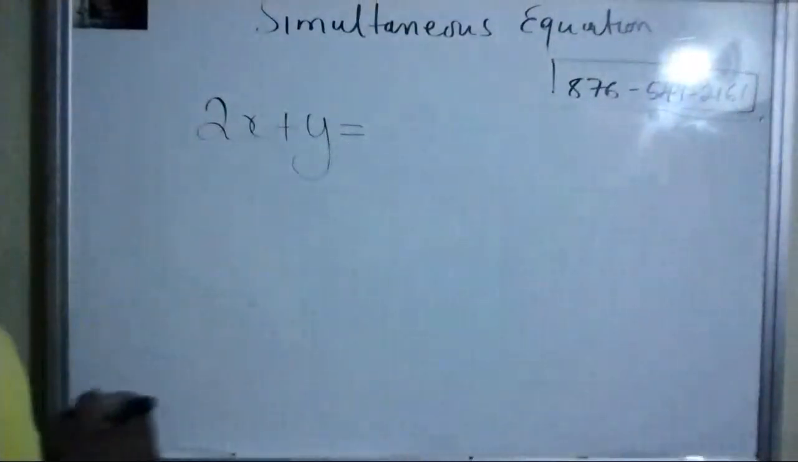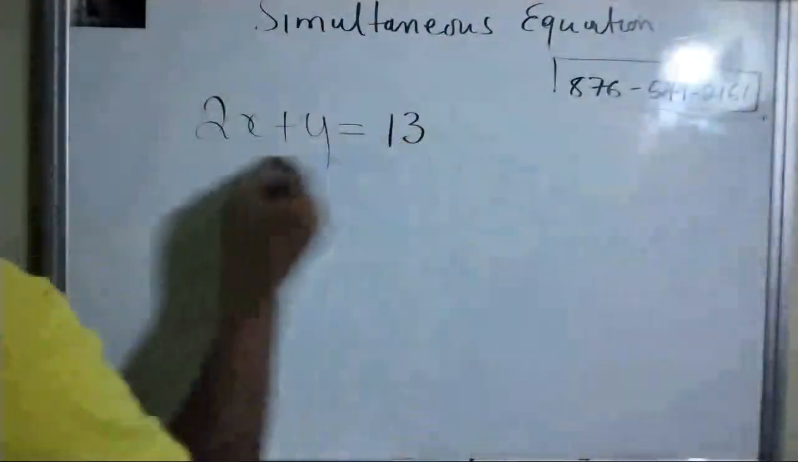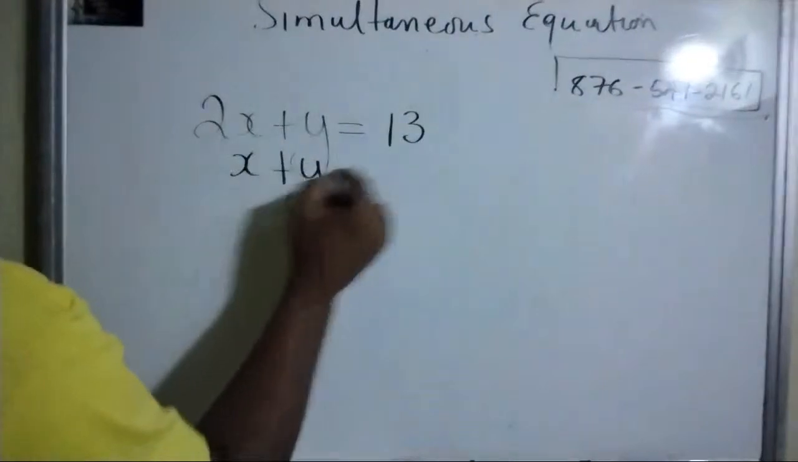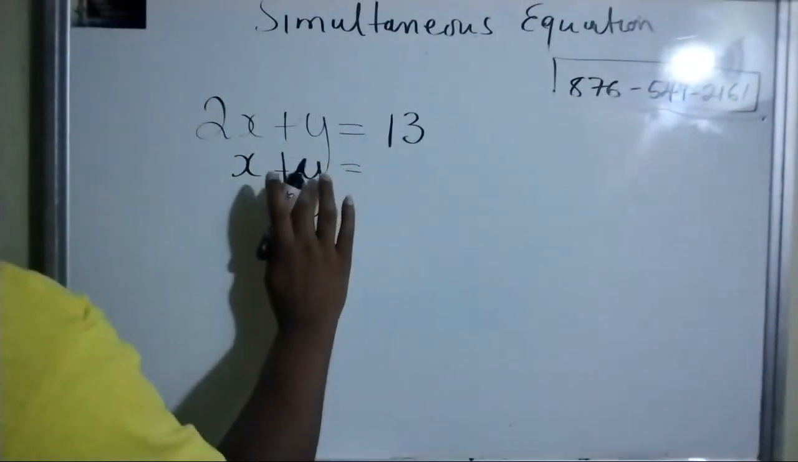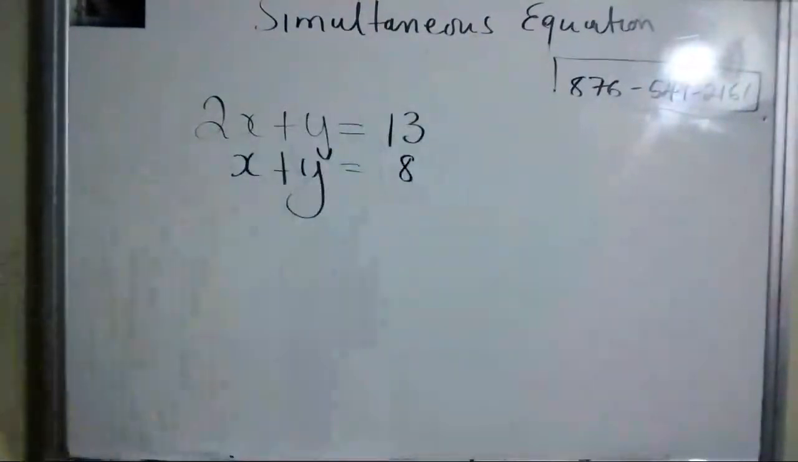Try the next simple one, guys, and let me see if you guys have improved. All right. So 2x plus y equal 13 and x plus y equal 8. Go ahead and try that one, guys. Let's go.